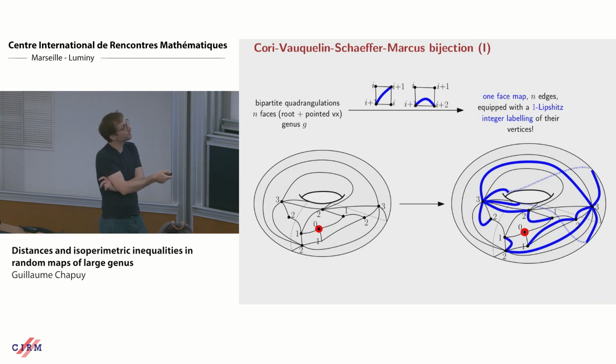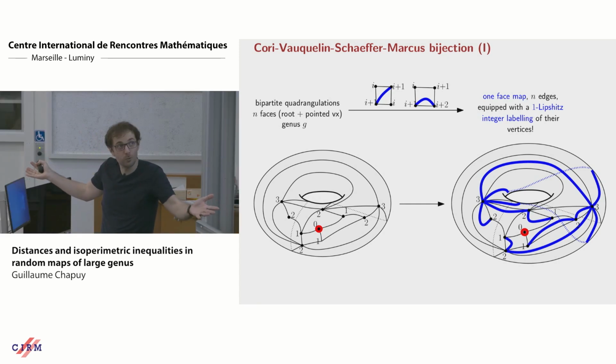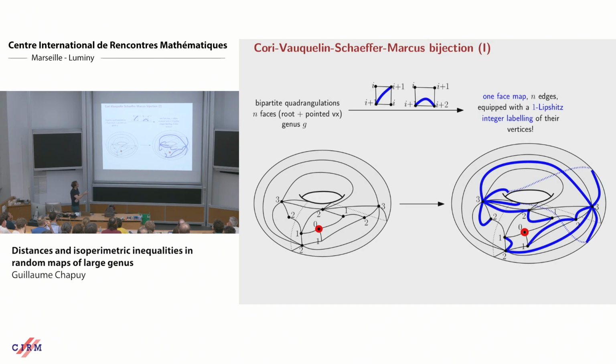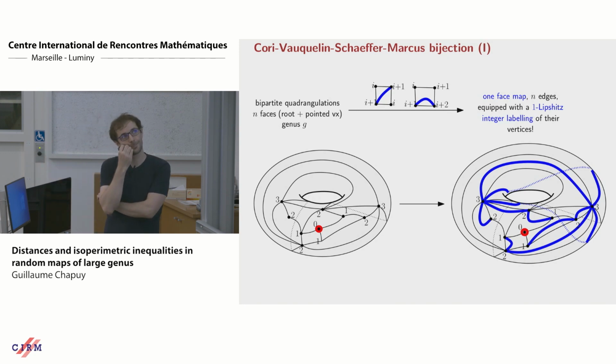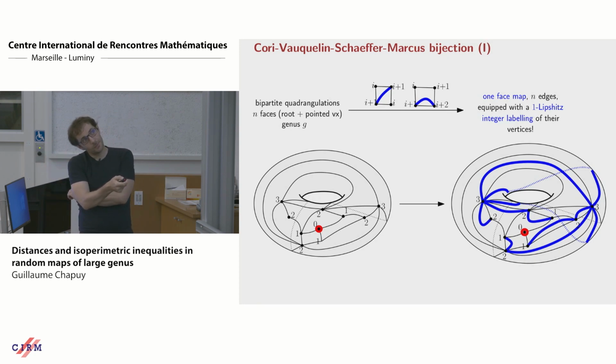And here's the claim. A priori this blue graph could be anything. It could be disconnected, it could have several components, it could have many faces or whatever. But the magic of the CVS bijection is that this blue graph is just a one-face graph on your surface. So if you view it as a ribbon graph, it has only one border. And if you look at the labels on this blue graph, you see that they are 1-Lipschitz, because by construction, the label along an edge only varies by 0 or 1.